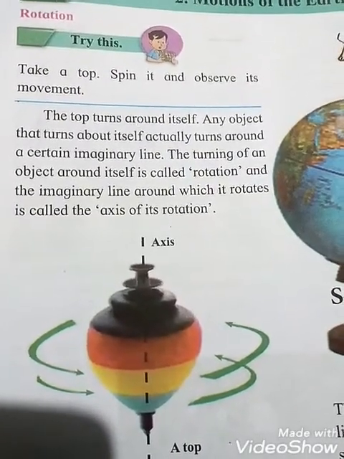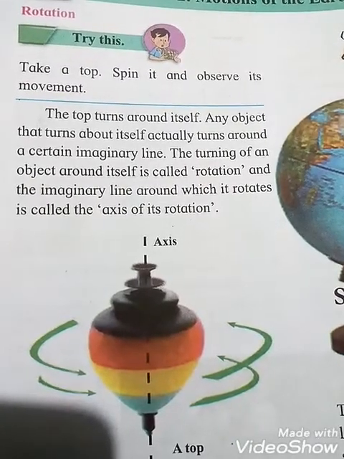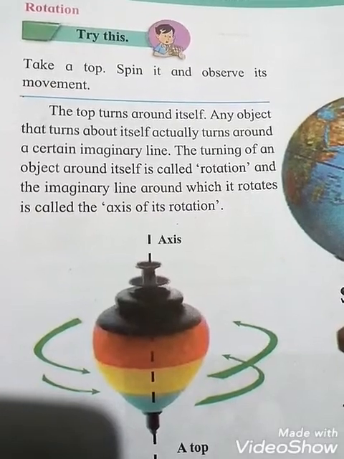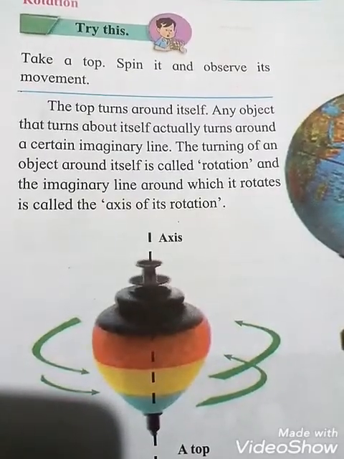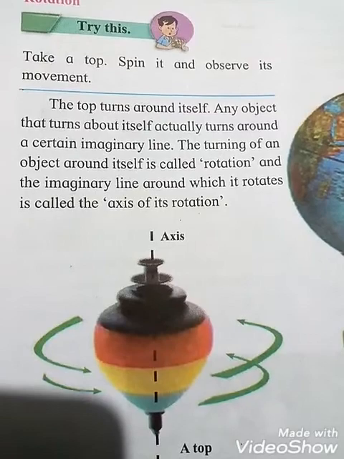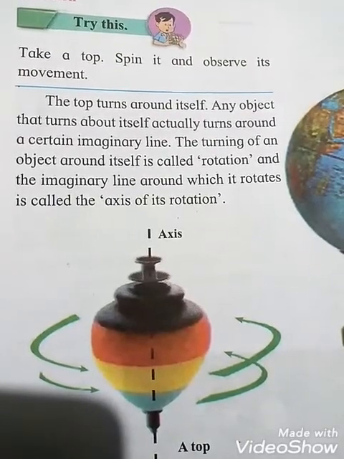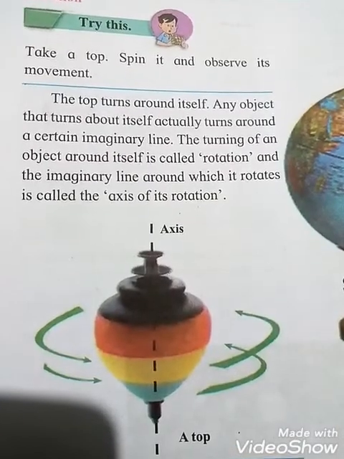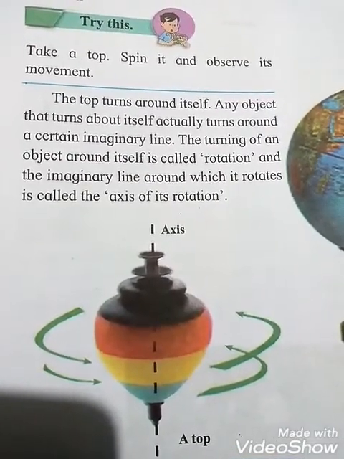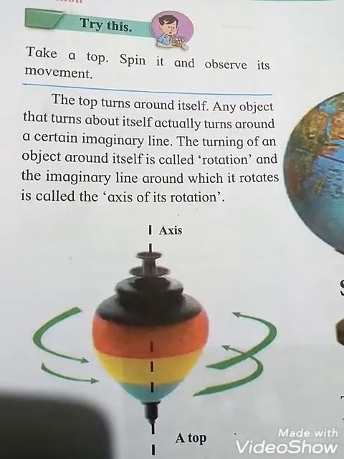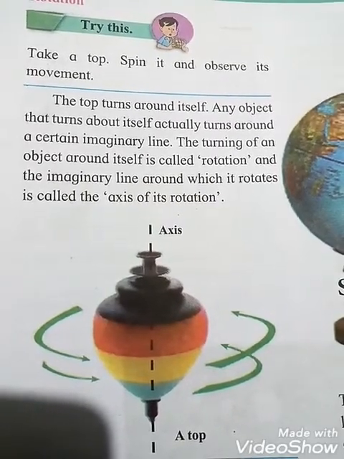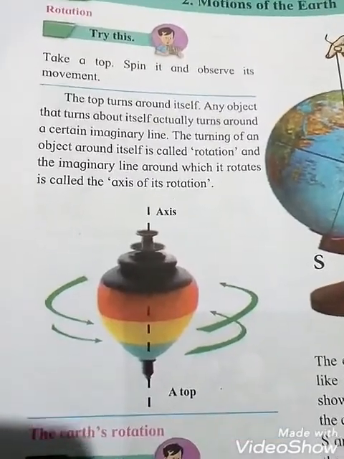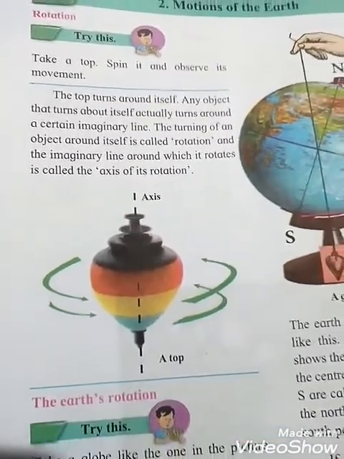And see students, what is called rotation? The turning of an object around itself, we can say it is a rotation. And the imaginary line around which it rotates is called the axis of its rotation. Can you see that axis? You can see the picture, it is totally activity based.